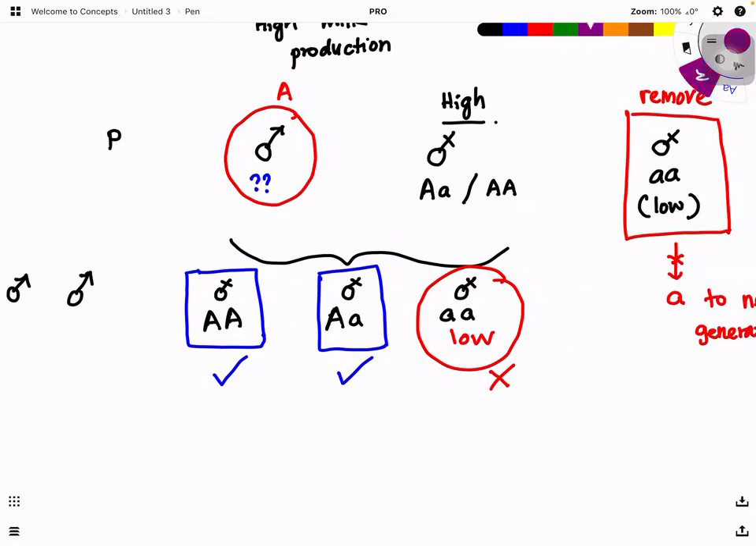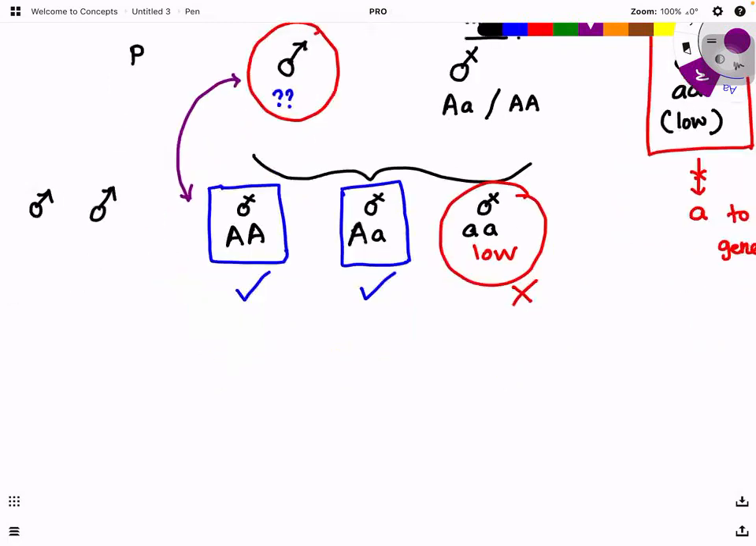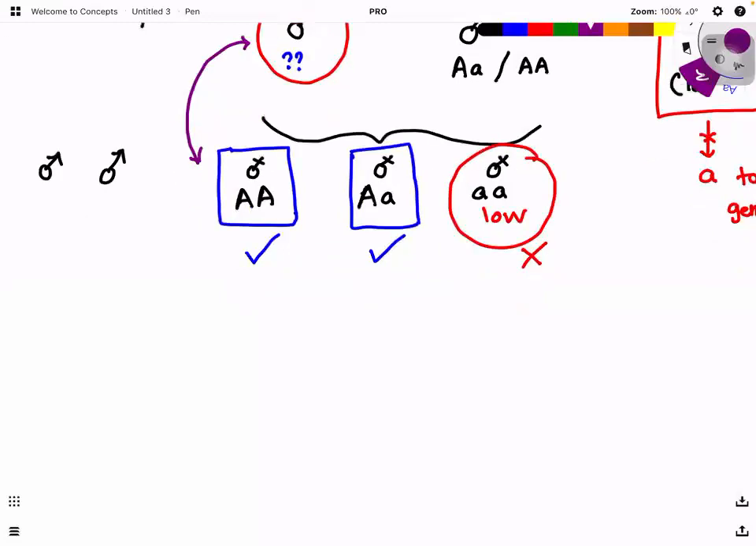Then what we're going to do here is we let them breed. So basically, we inbreed. Inbreeding means they can cross with a father, they can cross with a sibling, within the same population, the same line. So when we talk about inbreeding, we breed within the same population.